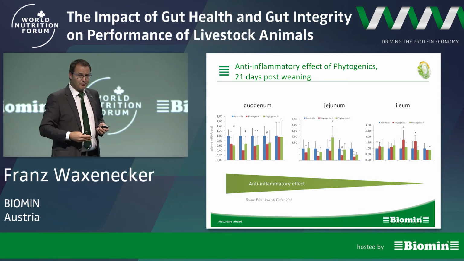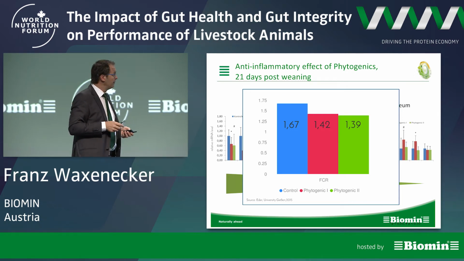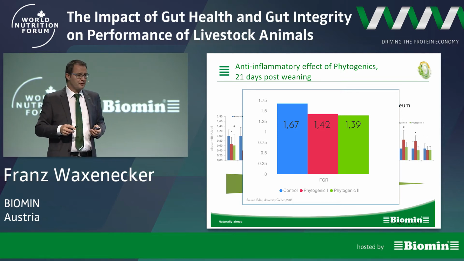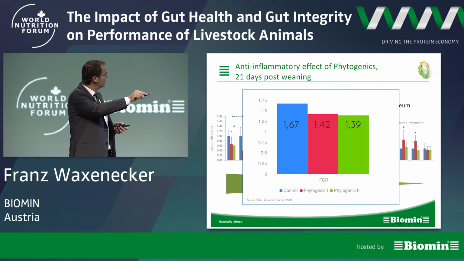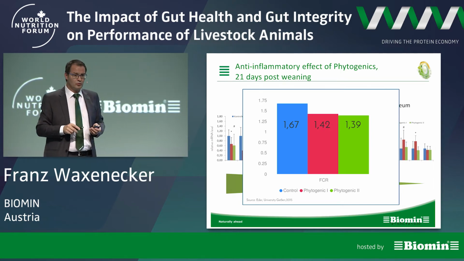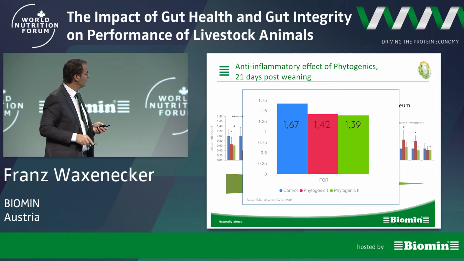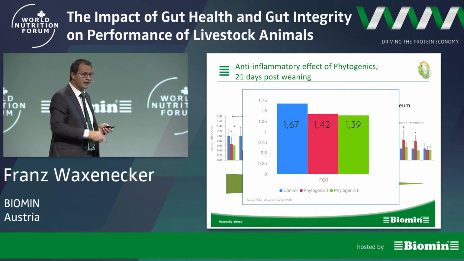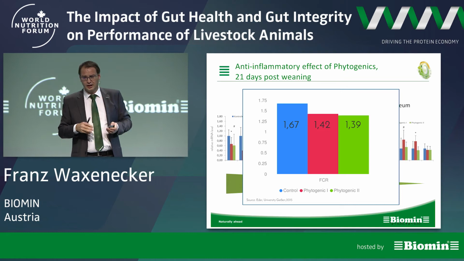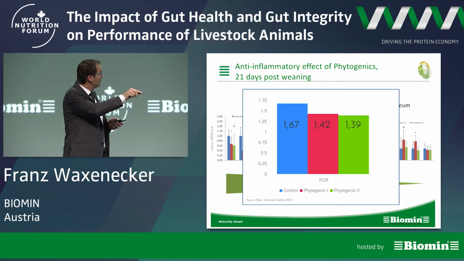And now the third step, what's the impact on animal performance? If we look again at those 3 groups, the feed conversion rate was 1.67 in the blue group, which received the challenge and no treatment, 1.42 for challenge plus phytogenic 1, and 1.39 in the third group. There was a relatively high impact of the phytogenics also on the feed conversion rate in this study.